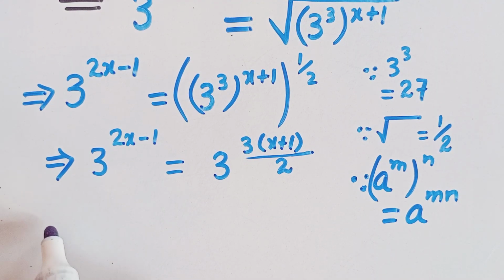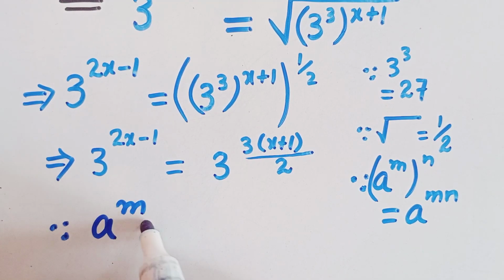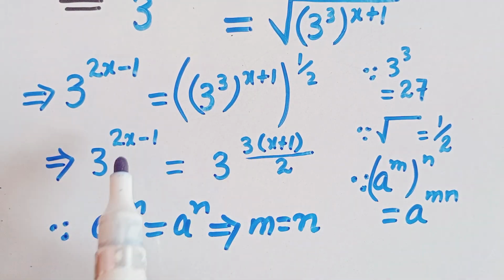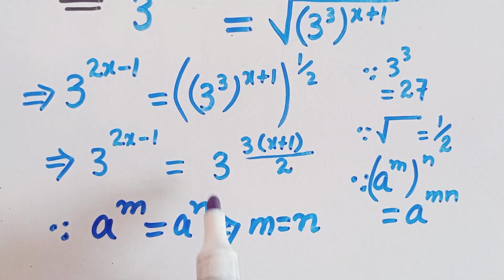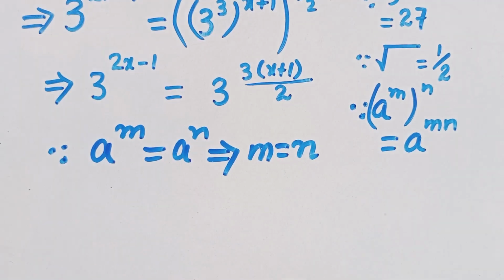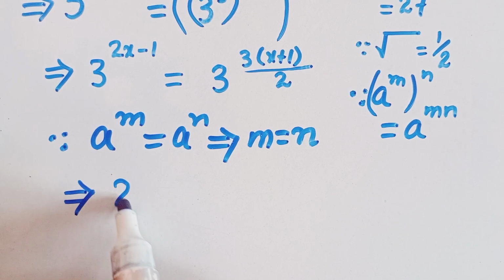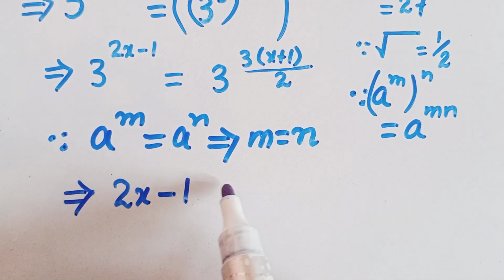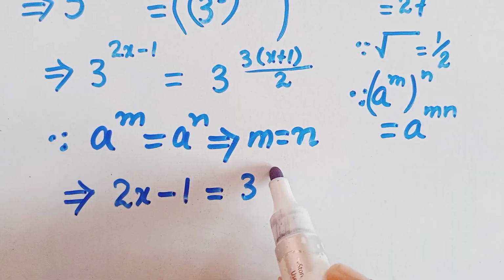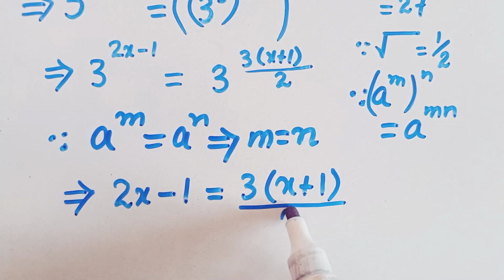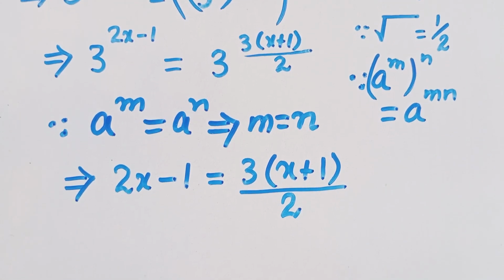Now further we will apply another law, that if we have same bases and are compared on both sides, then their powers will be equal. That is, if we have a raised to the power m equals a raised to the power n, then m will be equal to n. So in this case we can write, for m we have 2x minus 1 equals, for n we have 3 times x plus 1 divided by 2. Now we have to find the value of x.